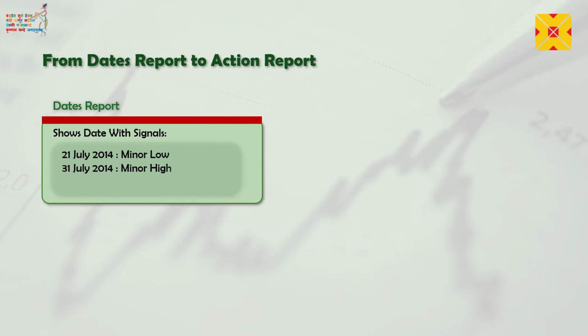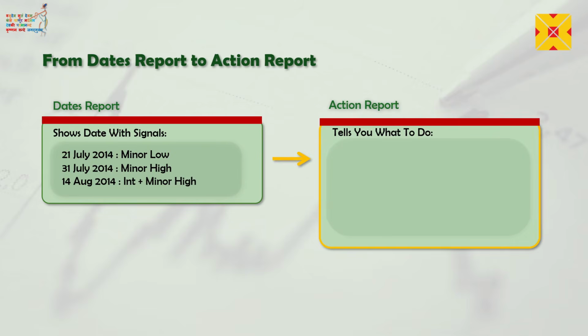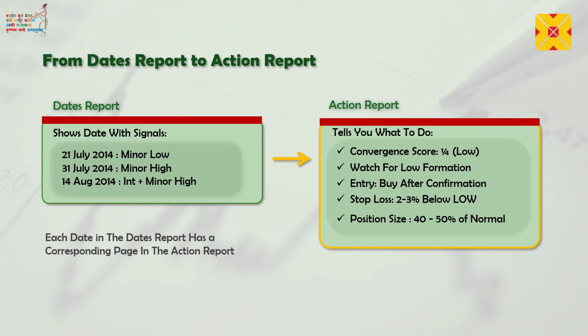Let me show you how the two reports connect. On the left, you see your dates report with dates and signals. For example, July 21st, 2014 shows a minor low. The action report takes that date and expands it into a complete action page. It shows you the convergence score, tells you to watch for a low formation, provides entry instructions like buy after confirmation, specifies your stop loss at 2 to 3% below the low point, and recommends your position size based on the convergence level. Every date in your dates report has a corresponding page in your action report.